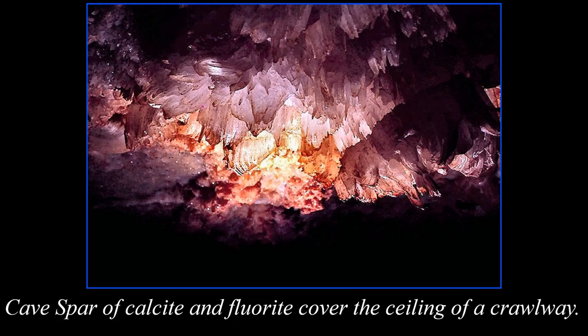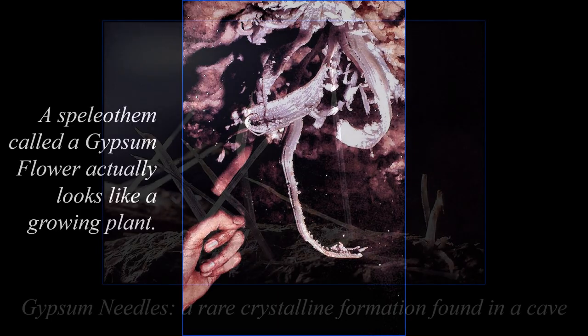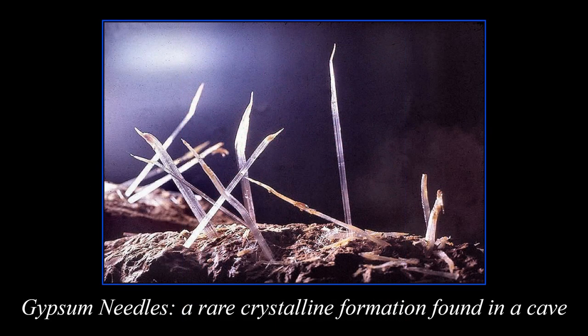Cave spar, of calcite and fluorite, covers the ceiling of this low crawlway in a cave. A speleothem called a gypsum flower actually looks like a growing plant. Gypsum needles are the rare crystalline formation of the subterranean world. Gypsum needles are slender, elongated crystals of selenite, a transparent form of gypsum, CaSO4·2H2O.